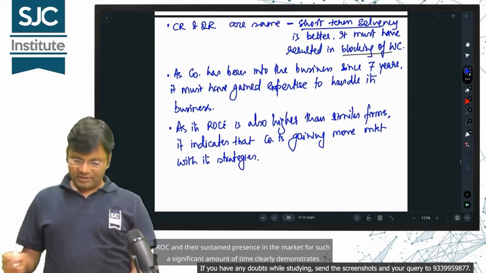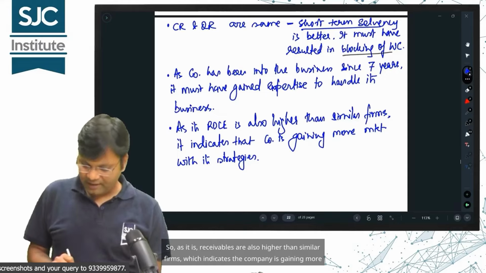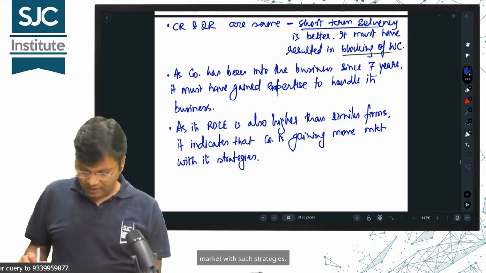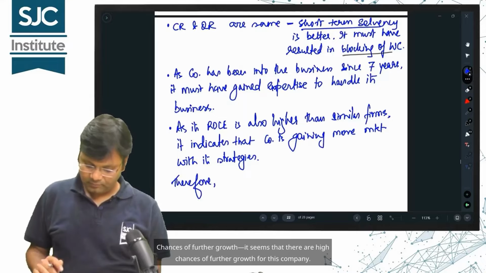Currently, it seems to me that they are putting in more working capital. So, it could be their strategy that by investing a bit more working capital, they can generate more business. So, that's one way of thinking about it. As it is, receivables are also higher than similar firms, which indicates the company is gaining more market with such strategies. So that's why we can conclude, therefore, what was the question here?